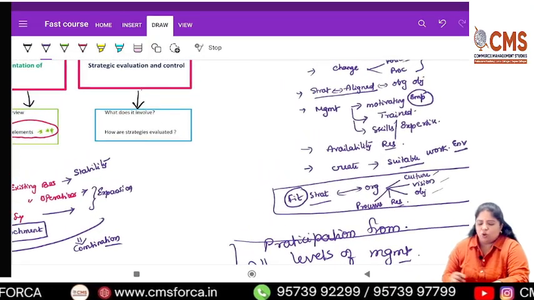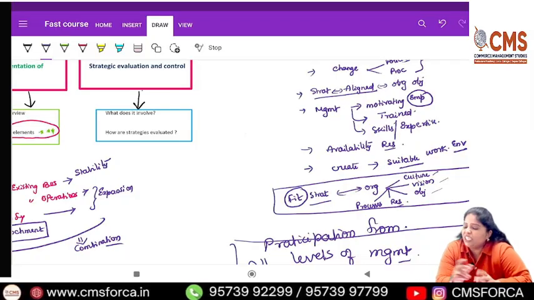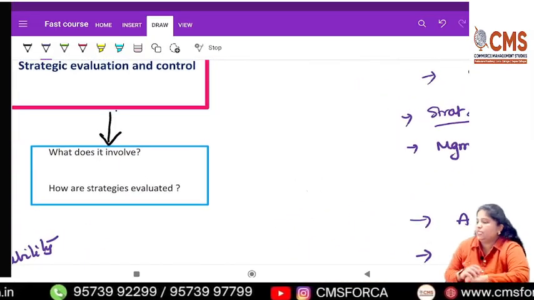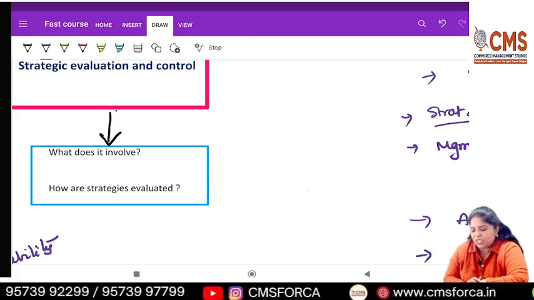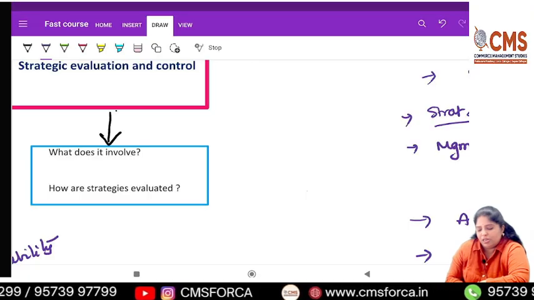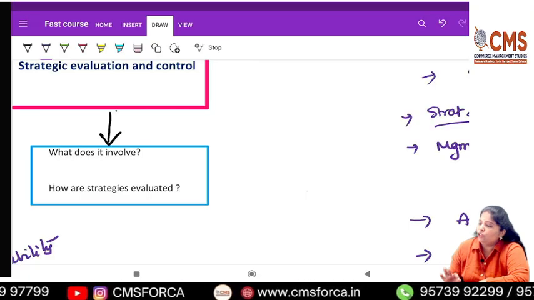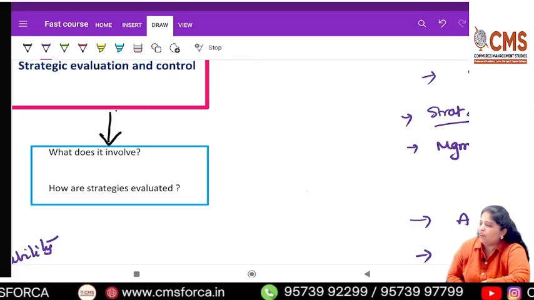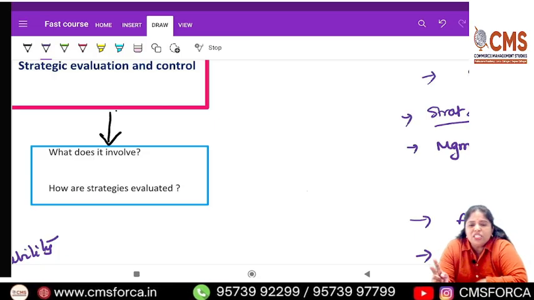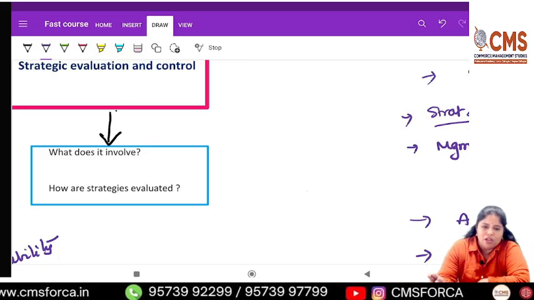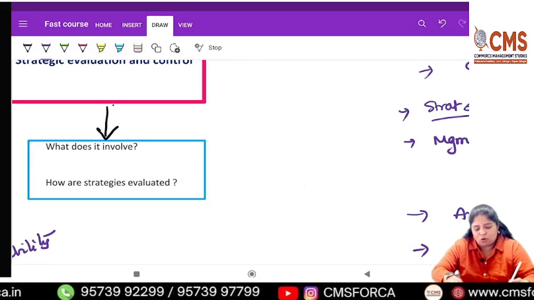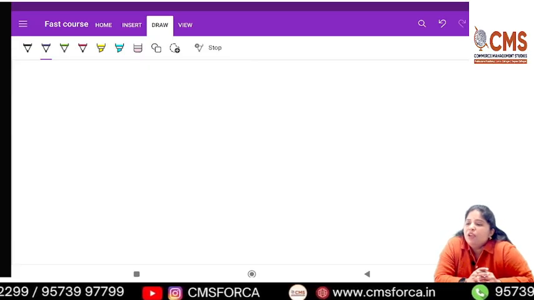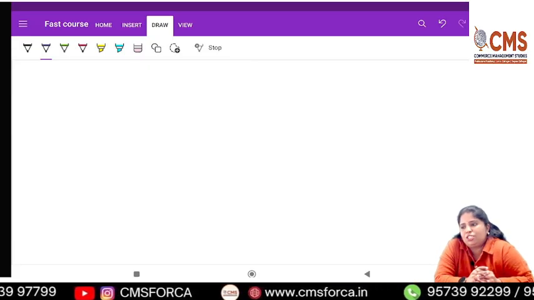Now let's talk about strategic evaluation and control. I have 2 points to discuss here. What are the 2 points to discuss under strategic evaluation and control? What does evaluation involve and how strategies are evaluated? We are going to discuss on these 2 lines of aspect. So now let's go again for a clean space and let's put down the key points you must focus on when you speak of strategic evaluation and control.